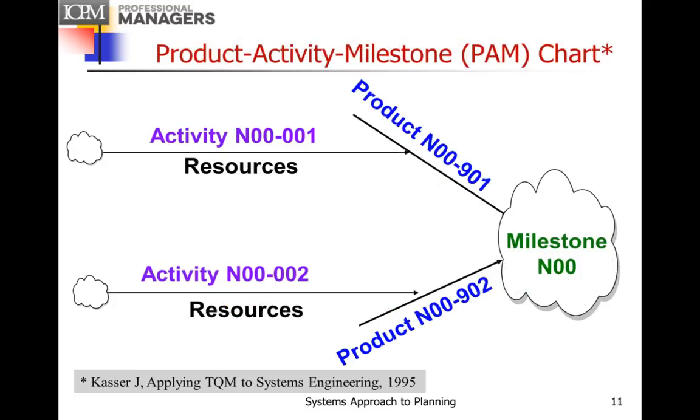But now I want to introduce you to another tool. It's a Product-Activity-Milestone chart, PAM. And this is used in working back from the answer. You go to the last milestone, and each milestone has products that are delivered at that milestone that will be transferred to the next phase or state of the work. Each product is produced by an activity using resources, and the numbers match. So the milestone, the product, and the activity numbers match, as you can see here.